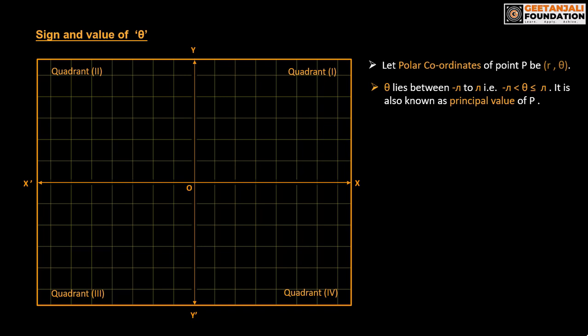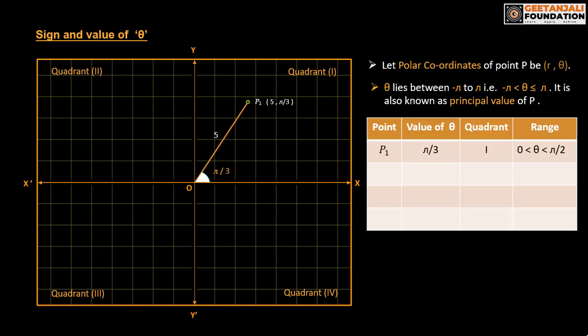It totally depends on in which quadrant it is. So if it is in the first quadrant, the value of theta would be between 0 and pi by 2. You can see here point P1, and the value of theta here is pi by 3, which is between 0 and pi by 2. Now let's take a point in the second quadrant. It is point P2, and you can see here the value of theta is 3 pi by 4, which is between pi by 2 and pi.